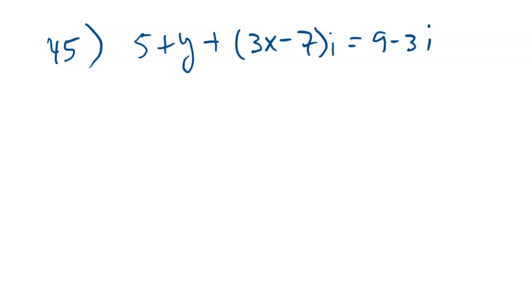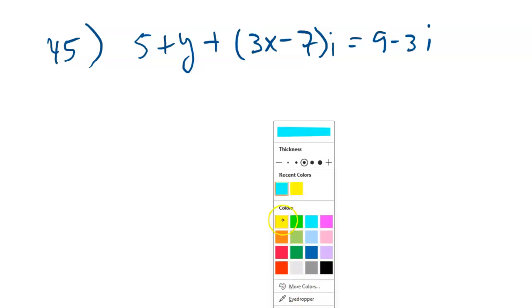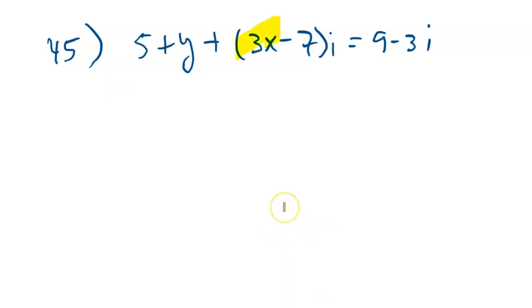All right, same as before. Okay, now, yeah, same thing. This right here, I'll take a different highlighter color. This right here is the imaginary part, and this part here is the real part. So we're going to line the real part with the real part. So 5 plus y on the left-hand side has to be equal to 9. I hope that makes sense.